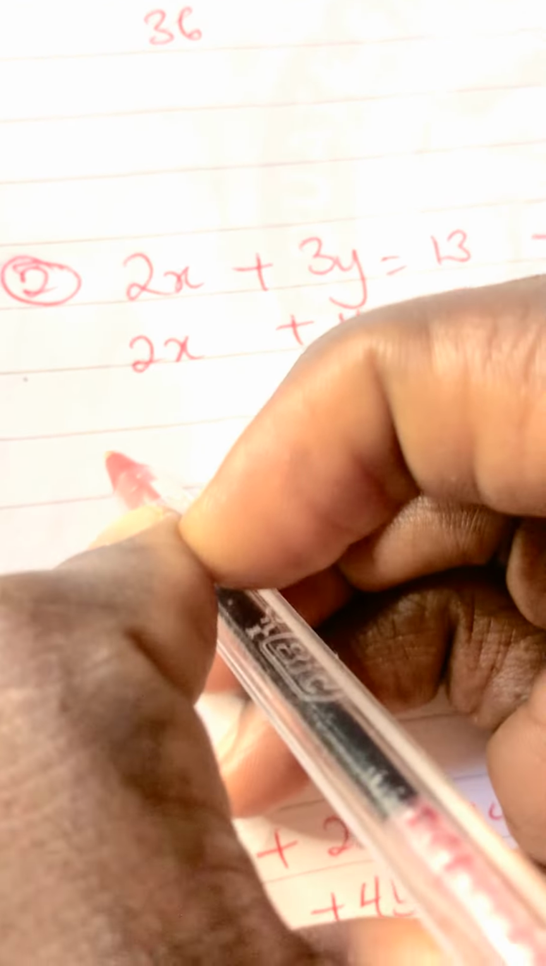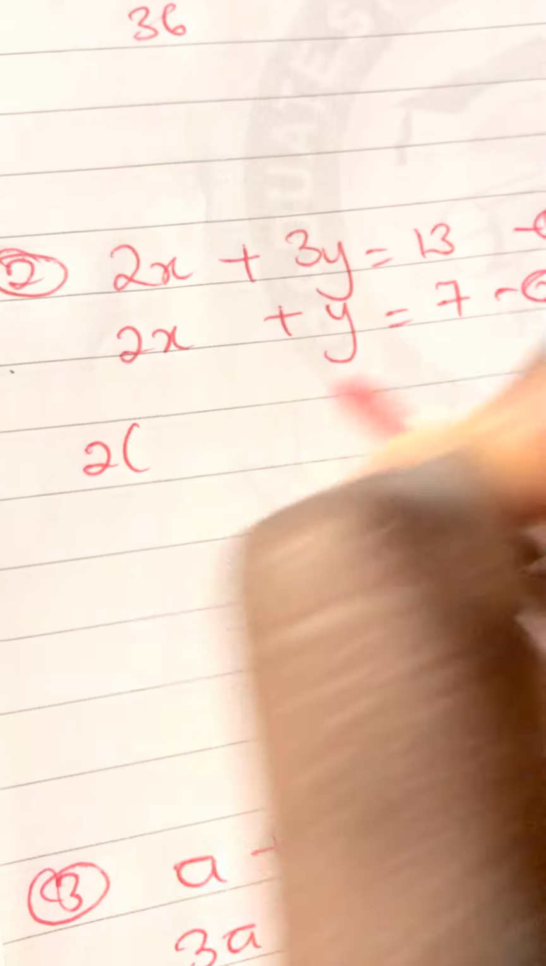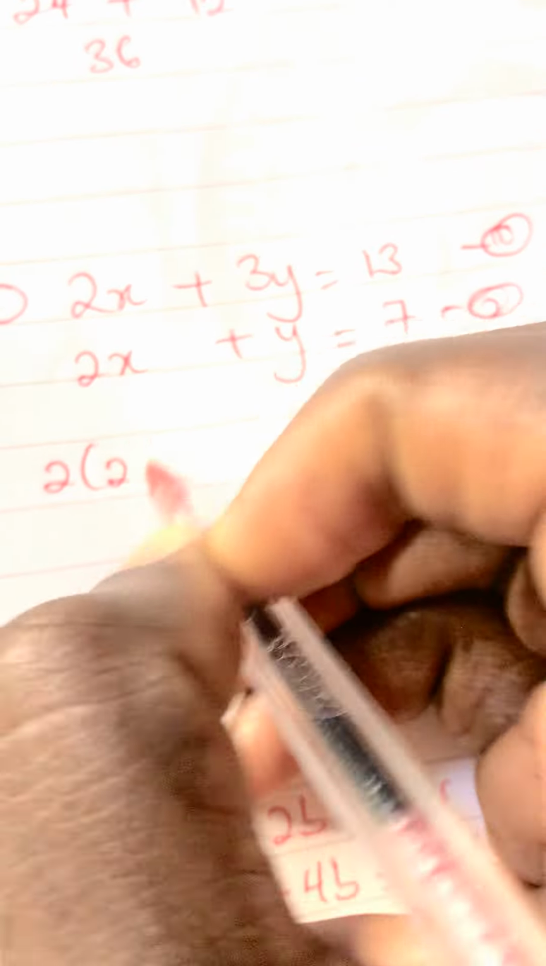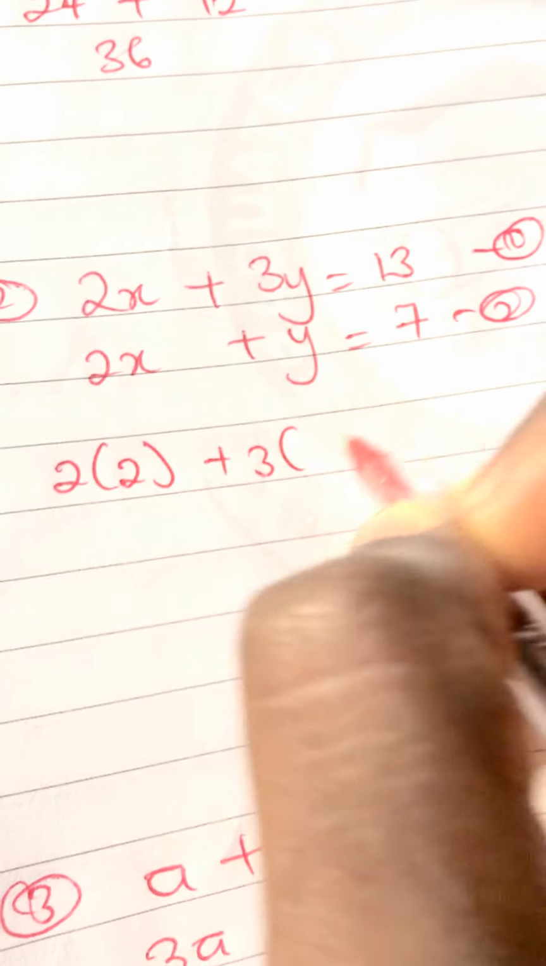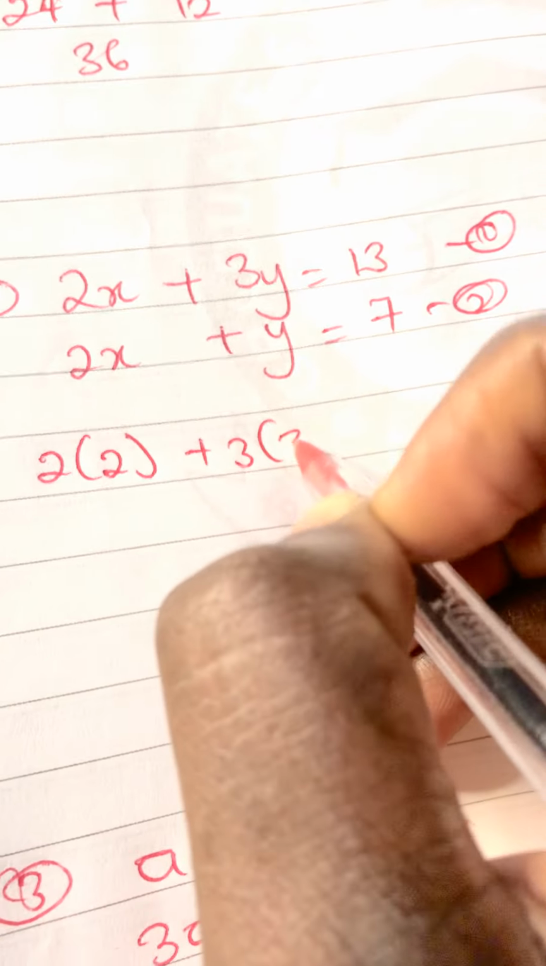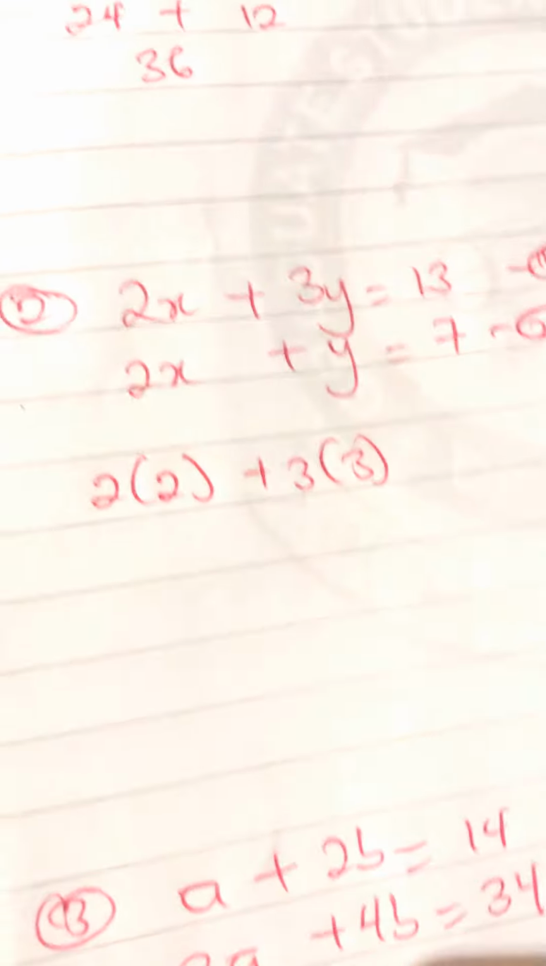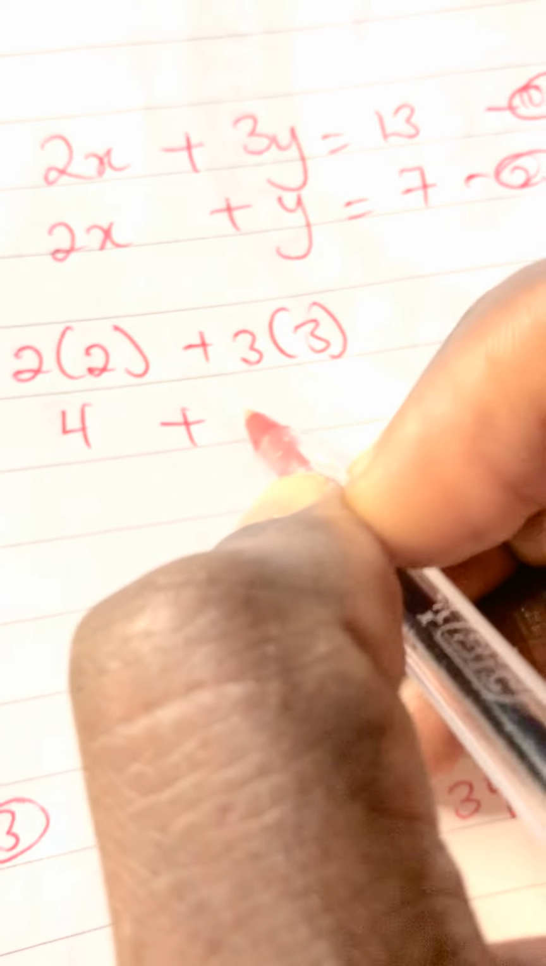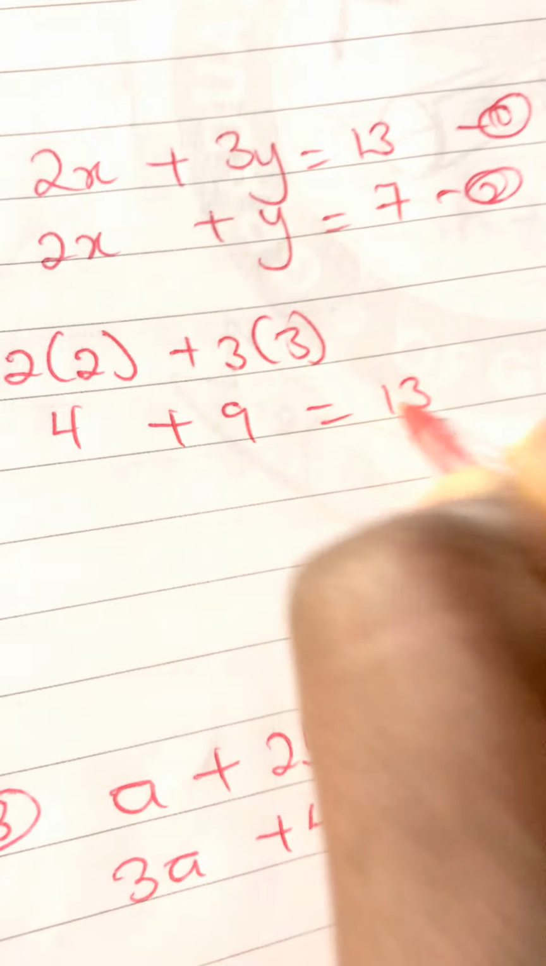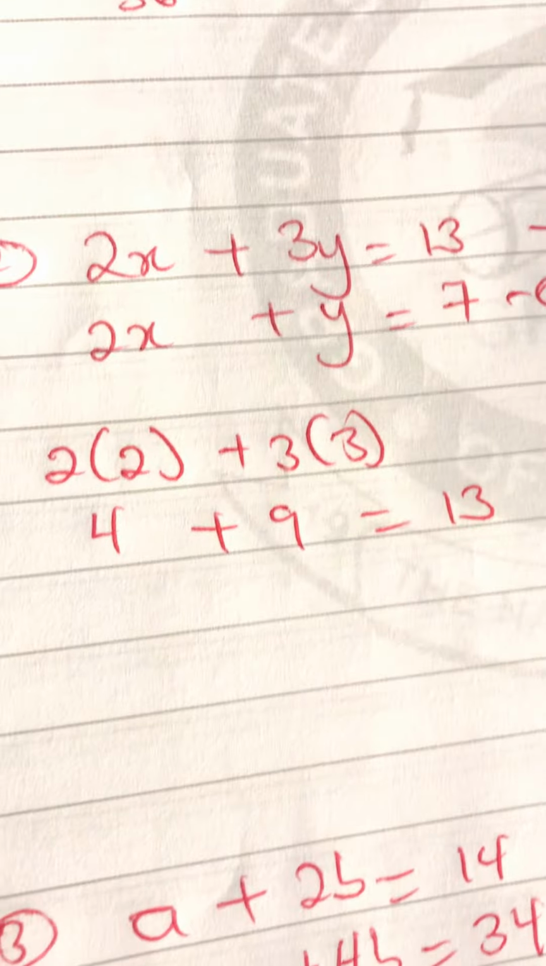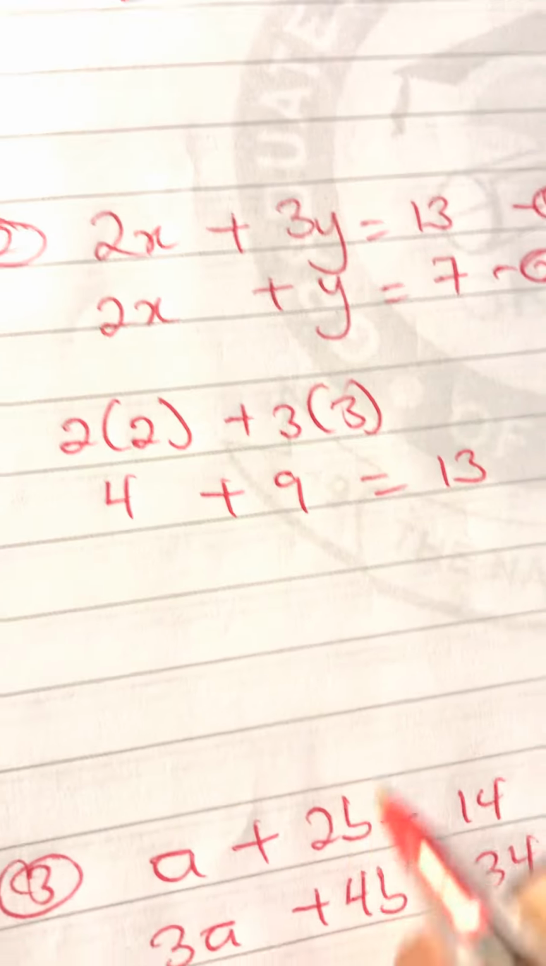So now we have 2x, x is giving us what? We had x to be 2, plus 3 brackets, y to be what? 3. Good. Let's see whether we are going to get 13 as the answer. So you are getting 4 plus 9. That is giving us what? 13. Great. So it means the value for this is correct.